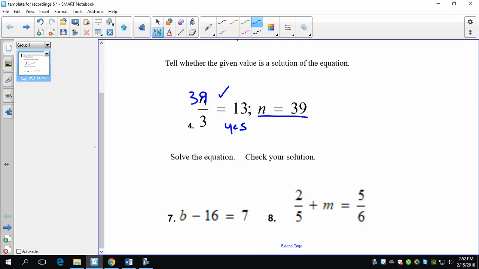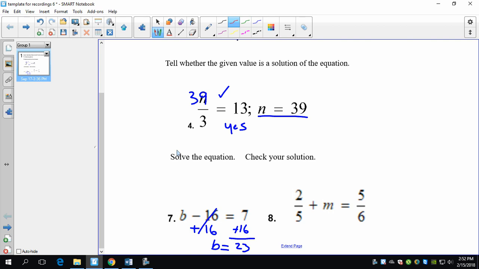For the second part, we've got number 7 and number 8. It says solve the equation, check your solution. If they are subtracting 16, remember we need to go to opposite land. We need to add 16 to both sides. If we add 16 to that side, the 16s cancel each other off. If we add 16 to this side, we get 23. So b is equal to 23.